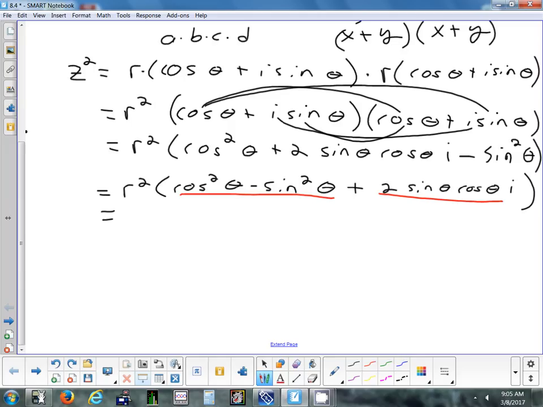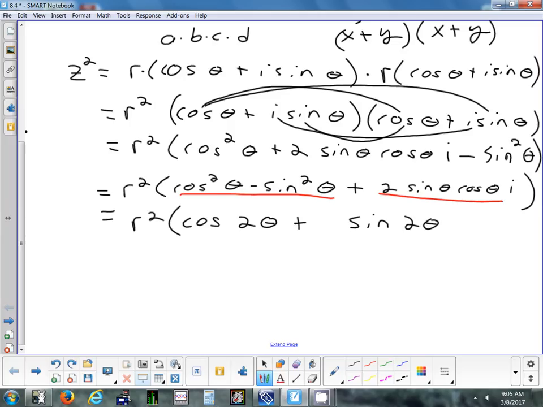Yeah? These are both double angle identities, yes. What's cosine squared minus sine squared? It's cosine 2 theta. Okay. How about the other one? What's 2 sine cosine? Sine 2 theta. That's sine 2 theta.